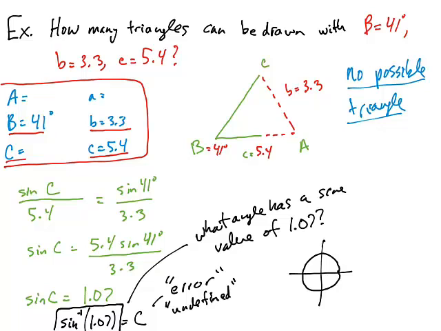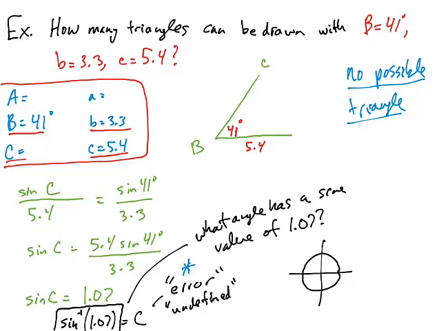Okay, so anytime we get this error message, that tells us no triangles are possible. And one last thing to mention here. Well, what is actually happening? We have these given values. We know that angle B is 41 degrees. We know that side B is 3.3 and side C is 5.4. So 5.4 is down here.